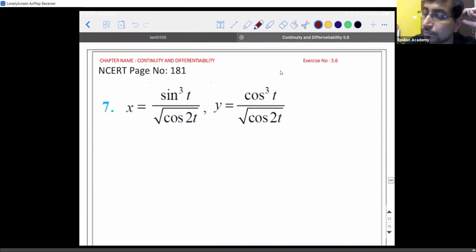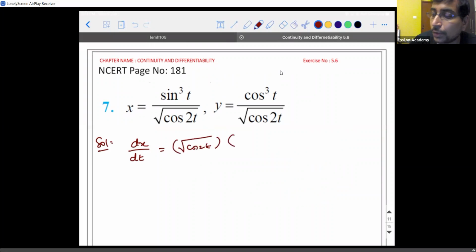This is a good problem, so let's try this out. Solution: x is equal to sine cube t divided by root of cos 2t. So what is dx divided by dt? Square root of cos 2t into the derivative of sine cube t, which is 3 sine square t into cos t. I hope you guys understood how it came. Yes or no? So the derivative of sine cube is 3 sine square into the derivative of sine, which is cos.